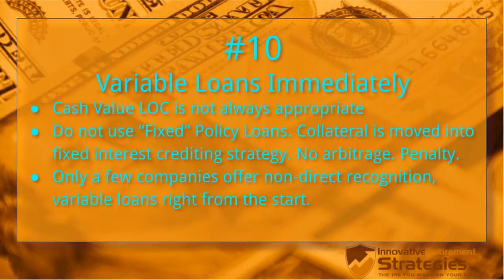All right, the 10th thing to look for is having a variable loan option that's available right away. So if you've watched any of my other videos, you know that I recommend that you use a cash value line of credit from a third-party financial institution to access your cash value. That way the interest on your loan becomes tax deductible, and it helps your overall business case.